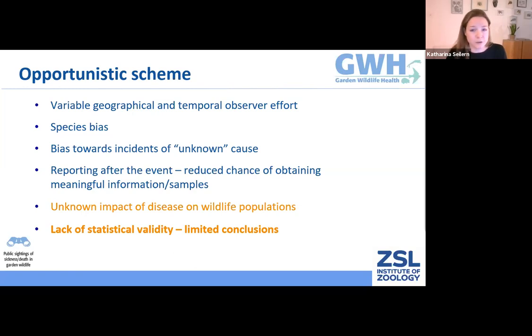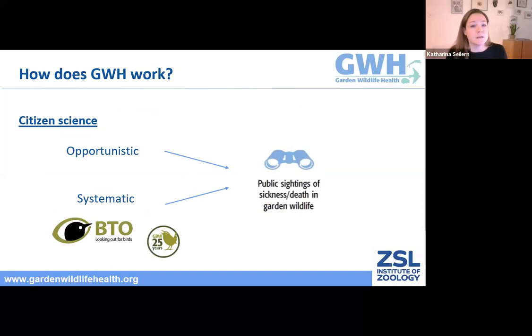So overall, we can conclude that whilst opportunistic reporting is extremely valuable and provides us with lots of hugely important information, there remains a certain lack of statistical validity to the data that we can actually collect, and therefore we're limited with some of the conclusions that we can draw from them. So because of these limitations, we need a different system.